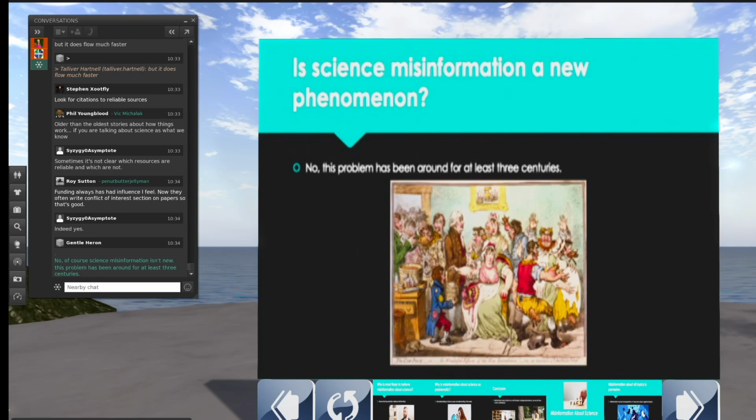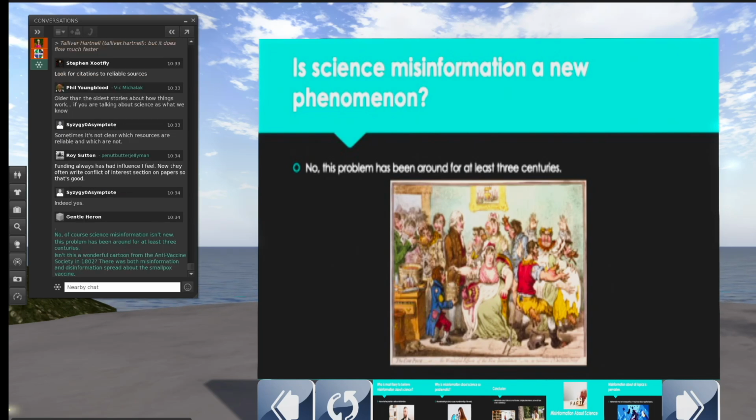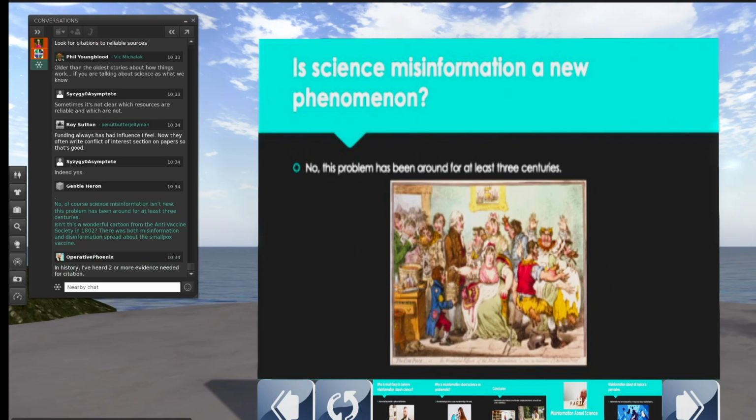Of course, science misinformation isn't new. This problem's been around for at least 3 centuries. And I love this cartoon. It actually comes from the Anti-Vaccine Society back in 1802. And there was both misinformation and disinformation spread about the smallpox vaccine. And Phoenix says she's heard that in history you have to have 2 or more evidences needed for a citation.